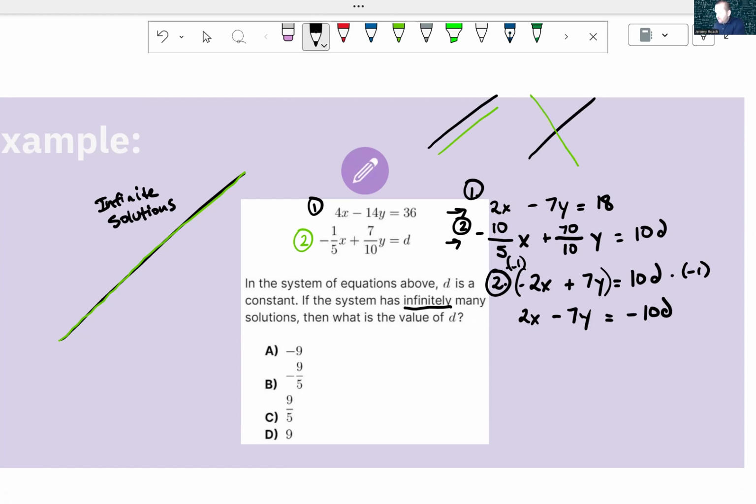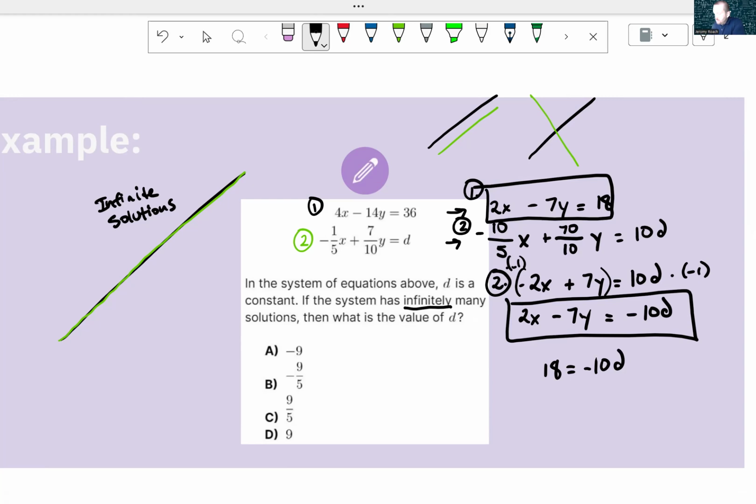So here are our two equations we have now. Here's equation 1. Here's equation 2. To make equation 1 equal equation 2, the x's are the same, the y's are the same, and the equals is in the same spot. Now this is 18 equals negative 10d. We're going to solve for d here, and we get negative 18 over 10 is equal to d. If we simplify that, that's negative 9 over 5 is equal to d. So that would be answer choice B.